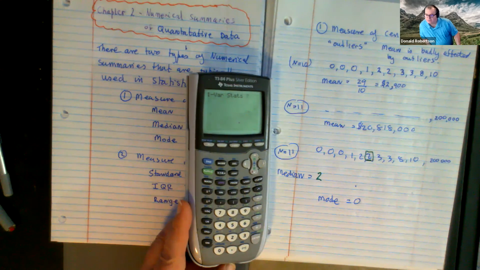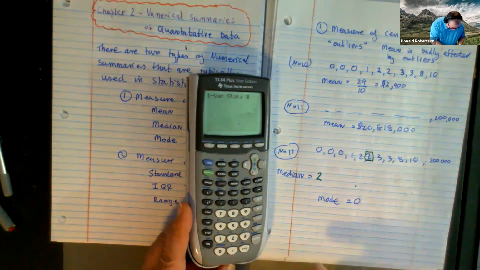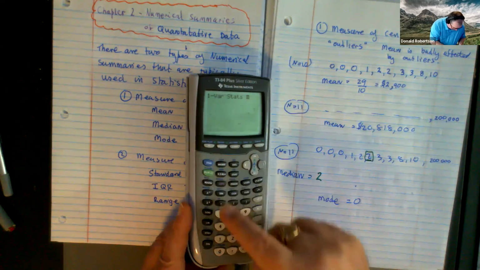It's flashing on and off. The calculator's waiting for me to tell it where the numbers are. They're in a column that was called L1. And to get L1, it's blue button 1.